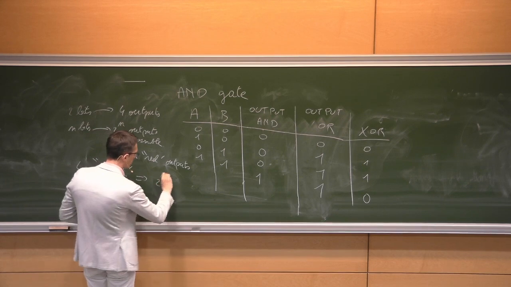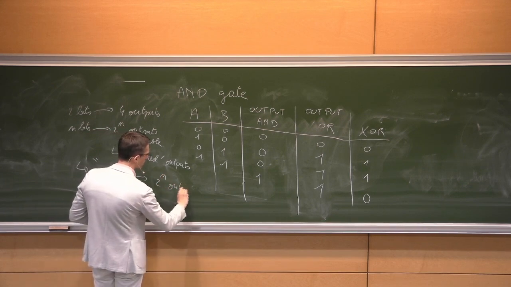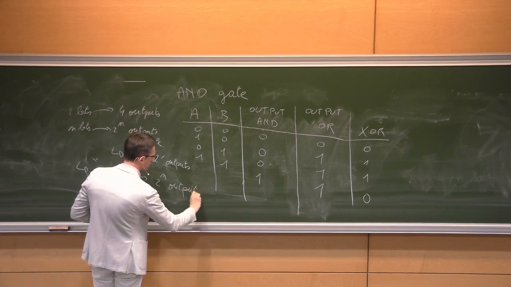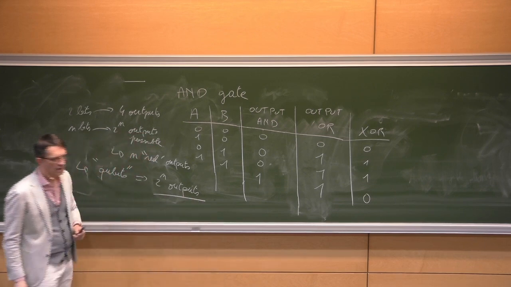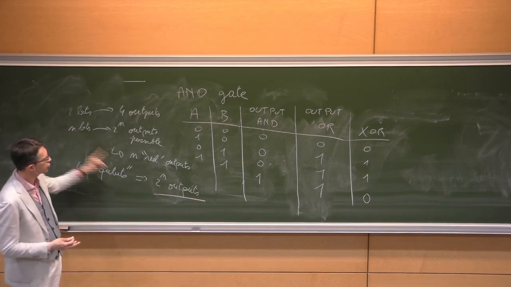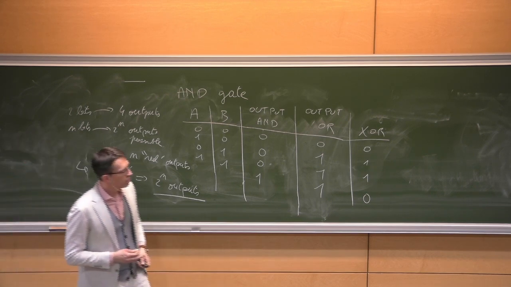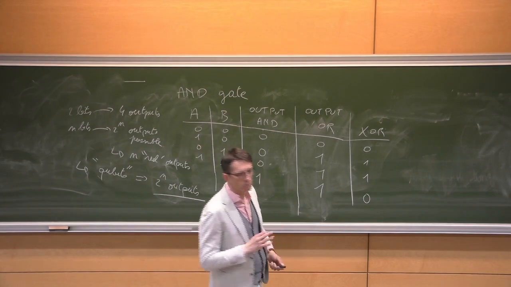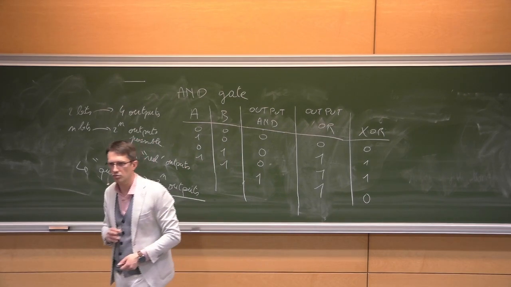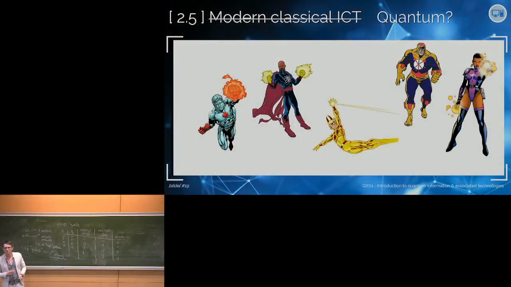Then we can keep the 2 to the power of n outputs, okay? And therefore have much more, so n entries and yet 2 to the power of n outputs. Okay? So the idea is to see whether quantum can provide superpowers to computers.